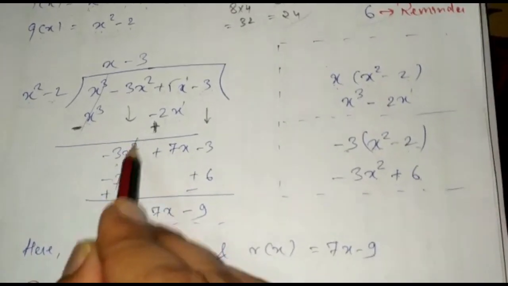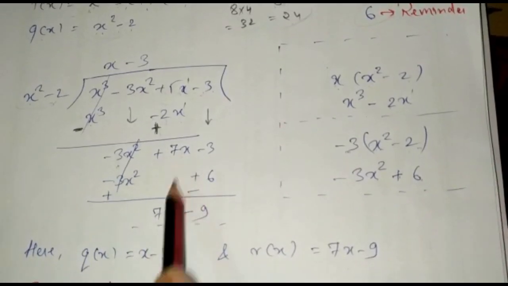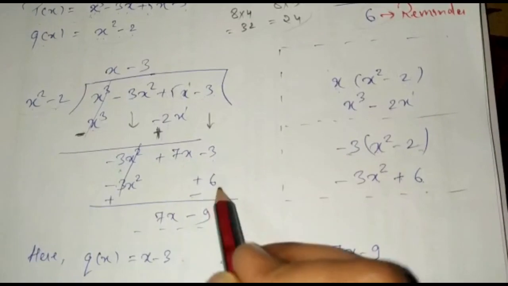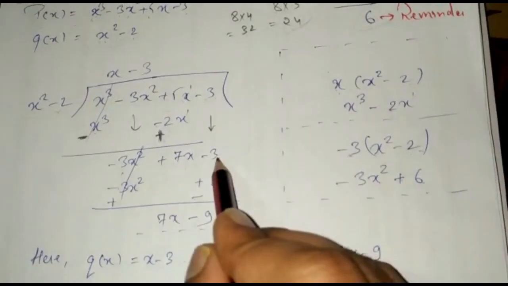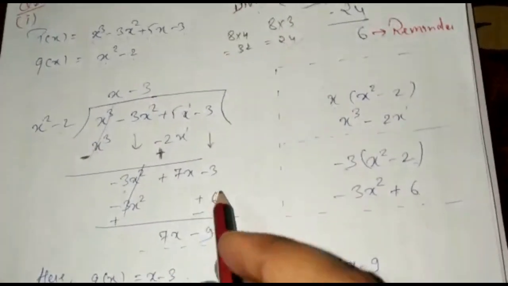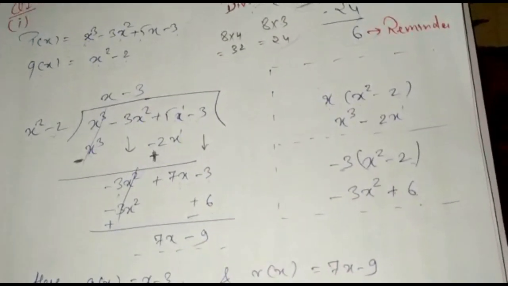Minus 3x square and plus 3x square cancel. 7x square as it is for 7x as it is forward, and minus 3 minus 6. So minus 3 and minus 6, when we add both, it will give the same sign, become added. So minus 3 minus 6 will become minus 9.